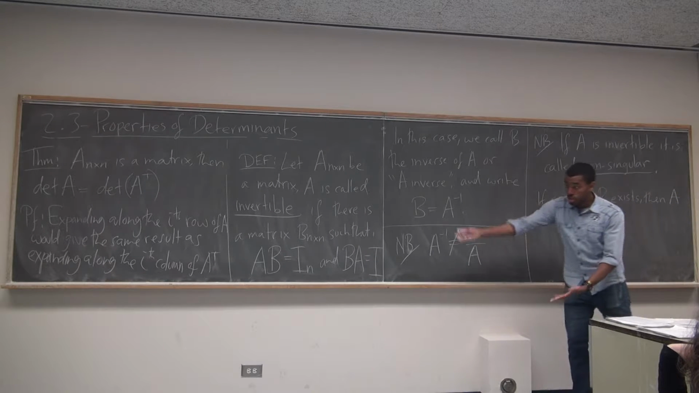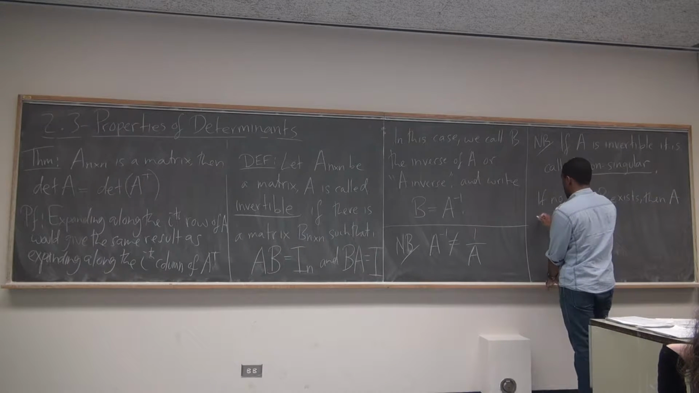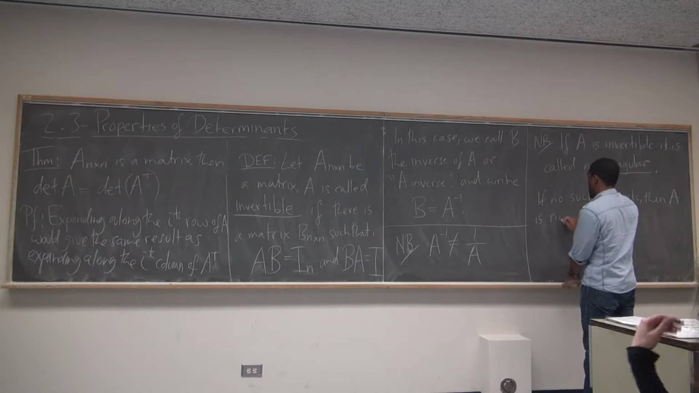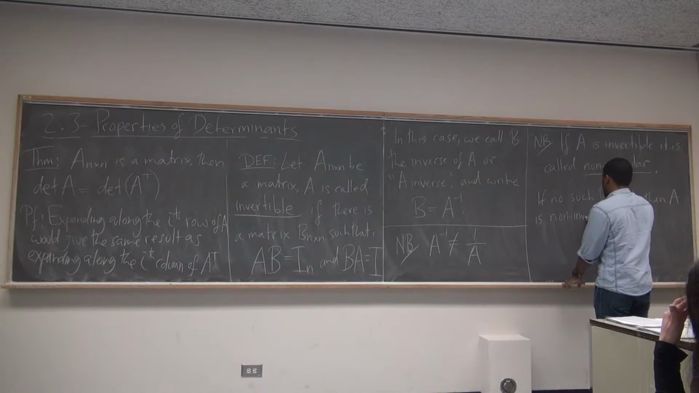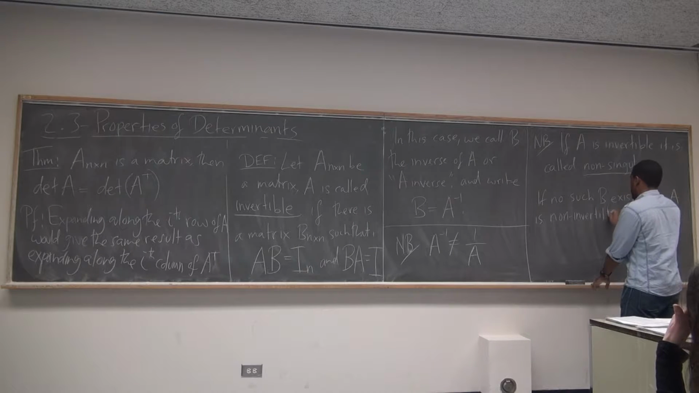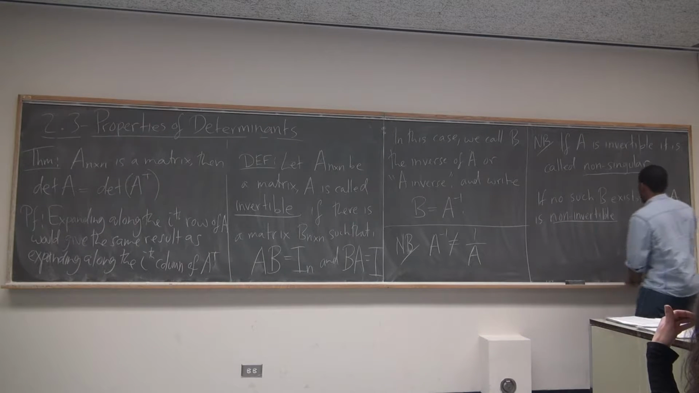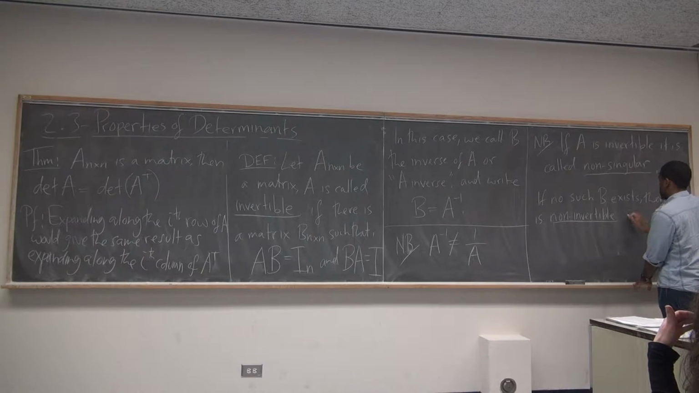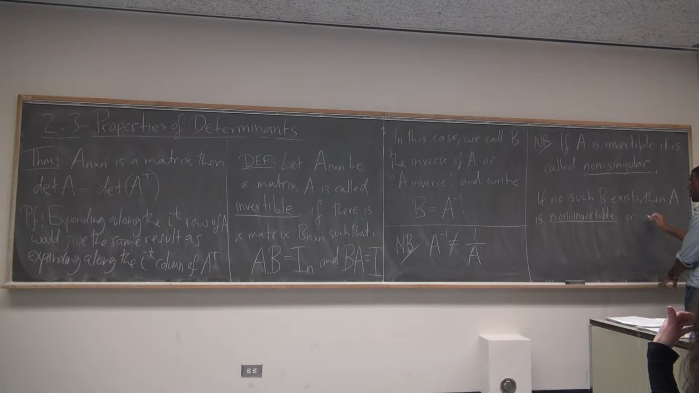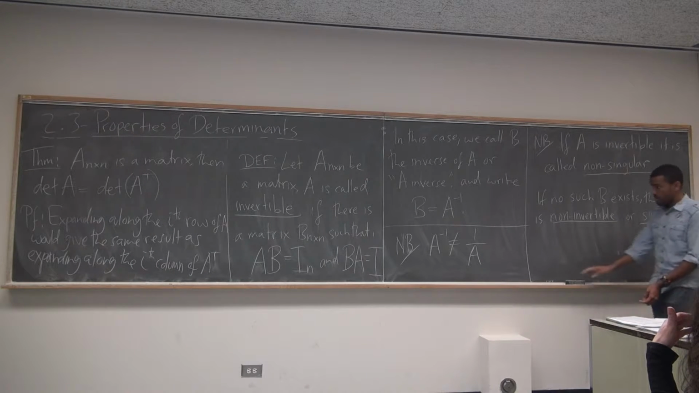Of course, if no such matrix exists, then A is non-invertible, or singular. Just defining some terms here.